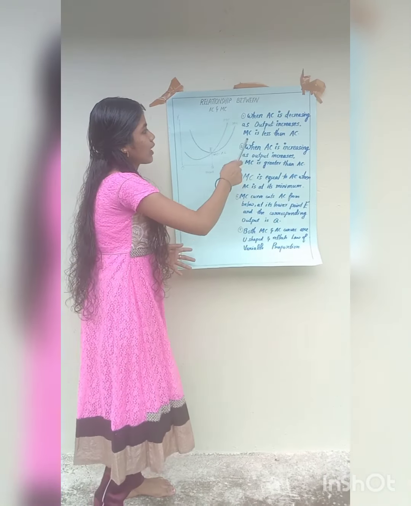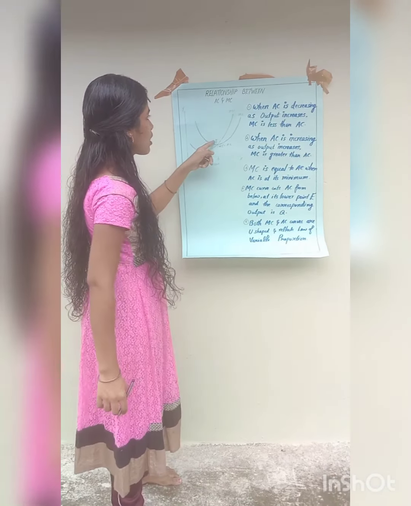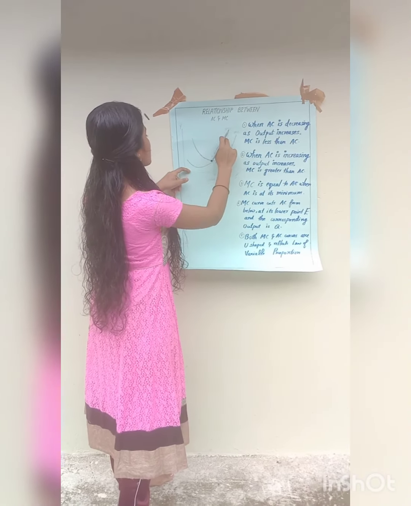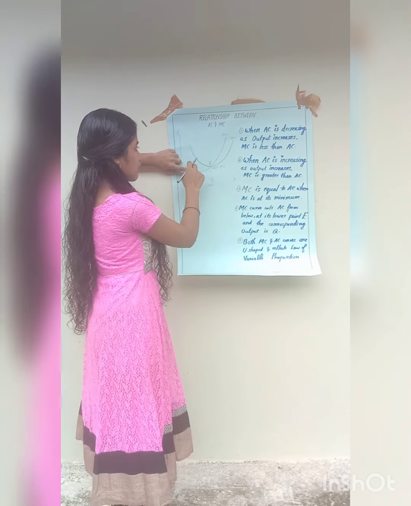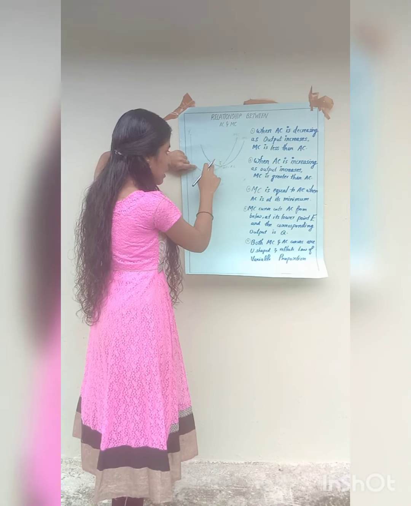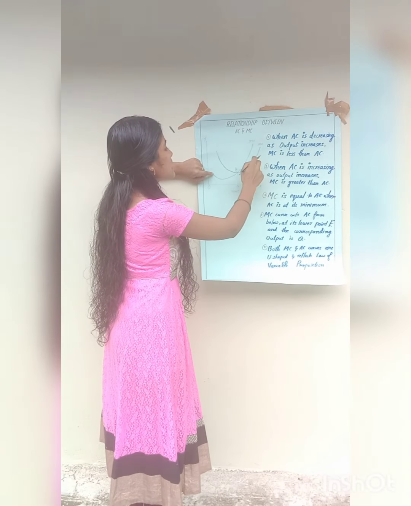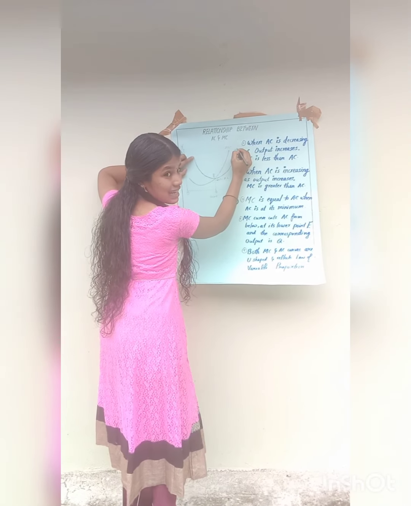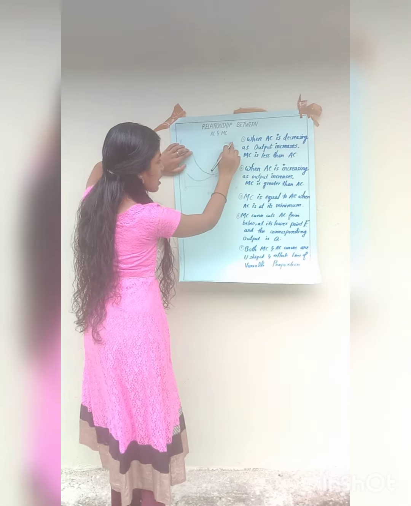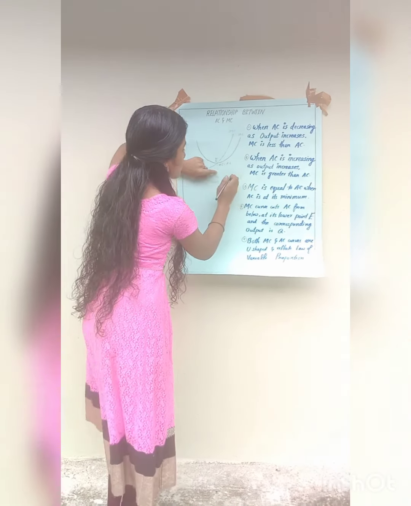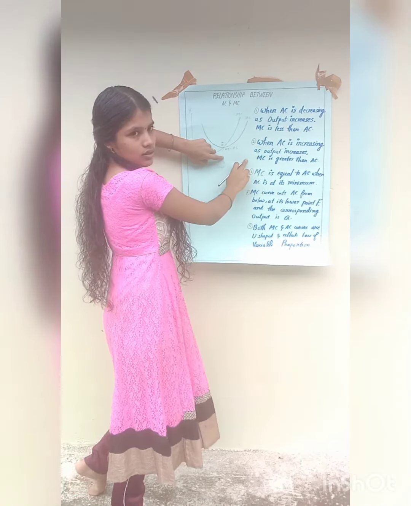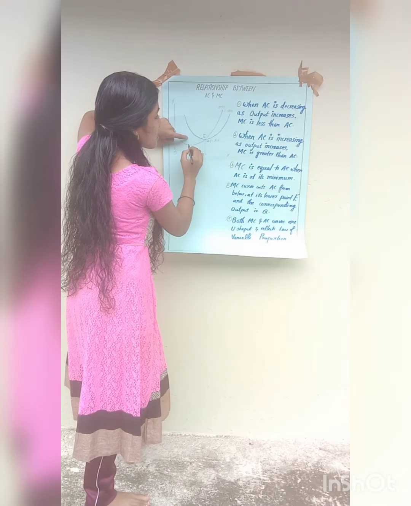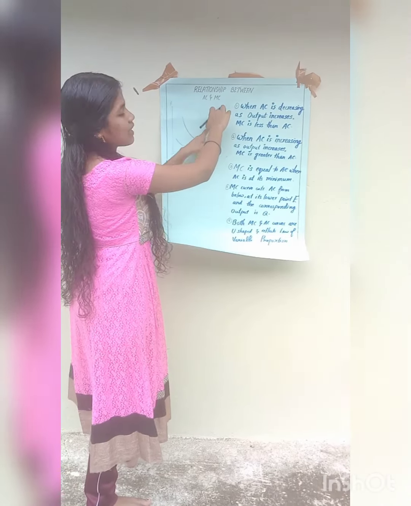When AC is decreasing as output increases, the MC curve will be less than AC. Then second point, when the AC curve is increasing, here we can see the increase of the AC curve. As output increases, this line is marked with the increasing of output. MC curve, this is the MC curve, is greater than or above the AC curve.